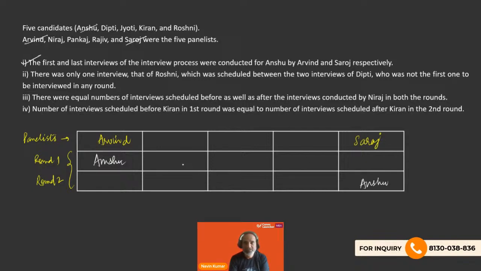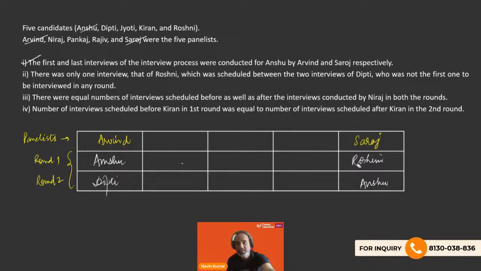If we take the first interview of Dipti here, the second interview of Dipti will happen here. We can't have both the interviews of a person in the same round. So we can have one interview of Dipti over here, there is a gap which Roshni will take, so that the next interview of Dipti turns out to be in the next round, right? But then it is given that Dipti is not the first one to be interviewed in any of the rounds, so Dipti cannot come there.